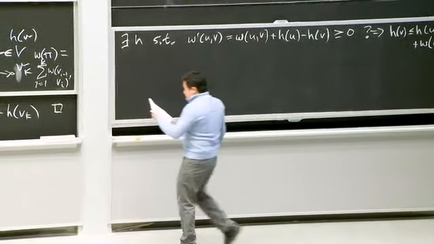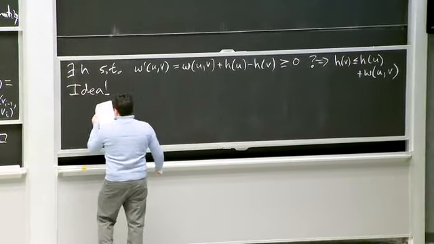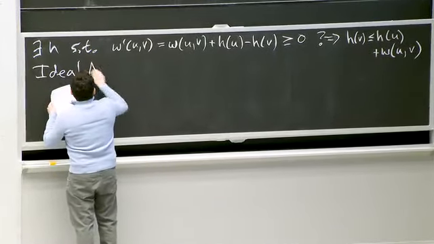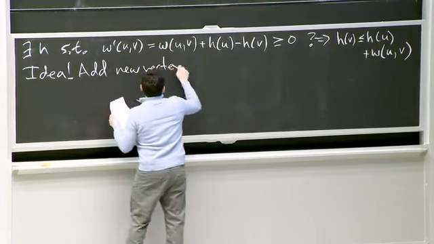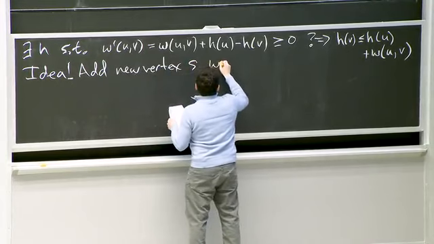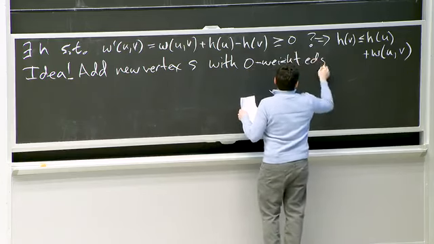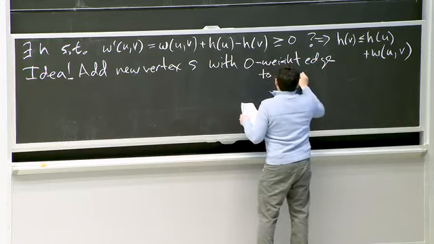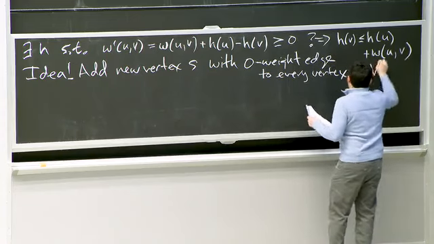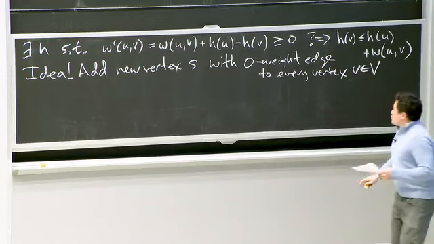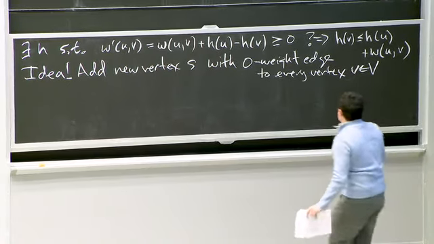So here's the next idea. Add a new vertex S with a zero weight edge to every vertex v in V. We take our original graph, and we add a new supernode or auxiliary vertex S with a zero weight edge to every vertex in my graph, right? What does that look like?